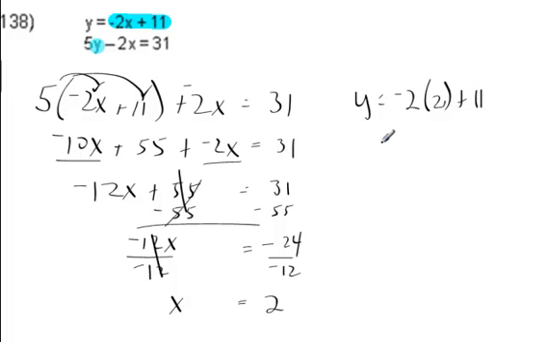So let's just do this one in our head. Y equals negative 2 times 2, that's negative 4. Negative 4 plus 11 is... I lost 4, but I gained 11. So 7. So my ordered pair would be what?